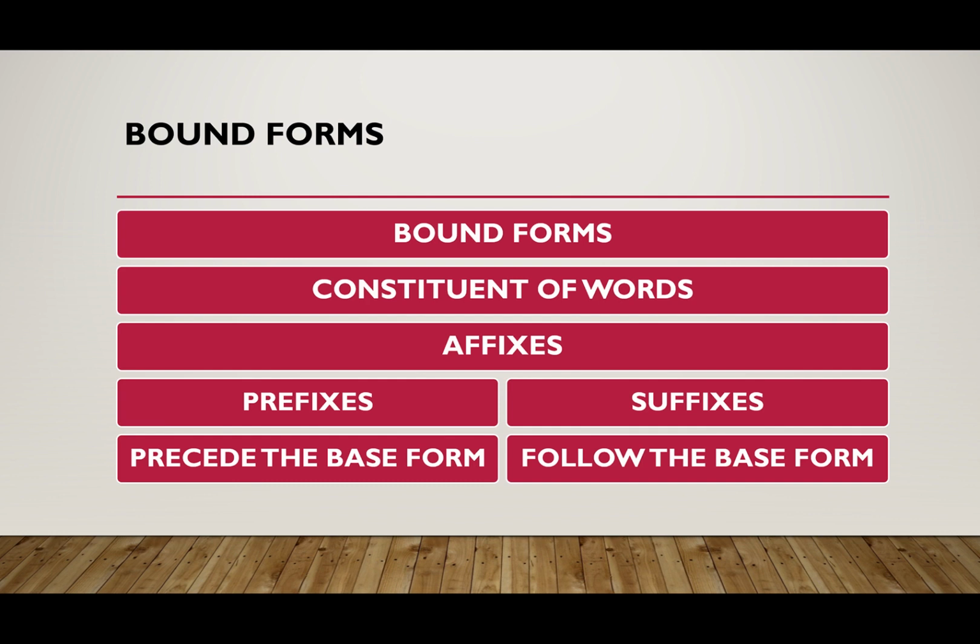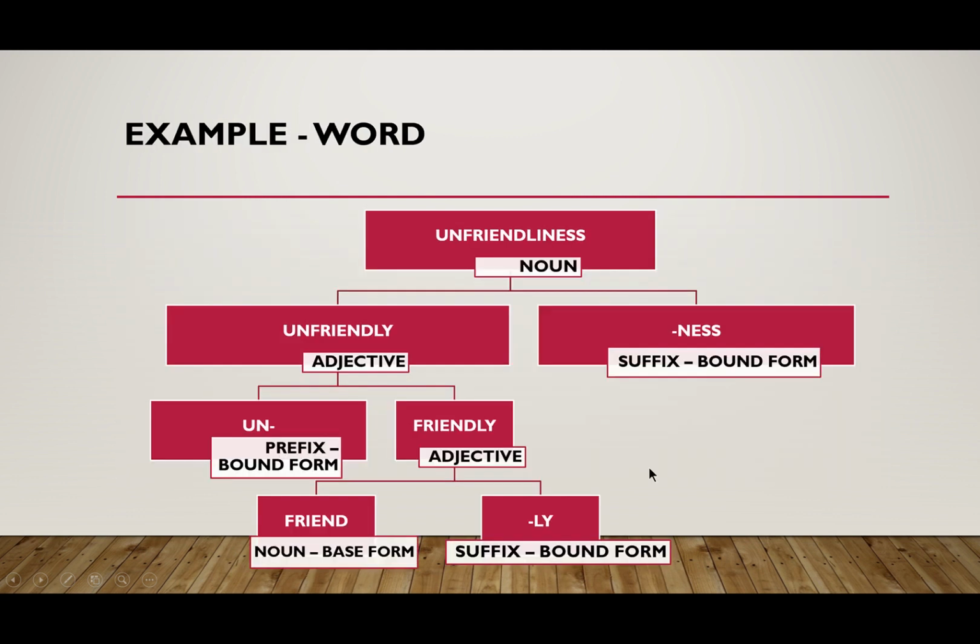Bound forms are different constituents of words which we call affixes, and these affixes can be further divided into prefixes and suffixes. What are prefixes? Prefixes are those morphemes that precede the base form. Suffixes are those morphemes that follow the base form. I repeat, prefixes are those minimal forms that precede the base form, and suffixes are those minimal forms that follow the base form.